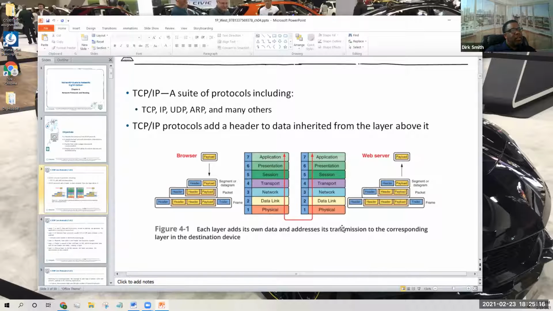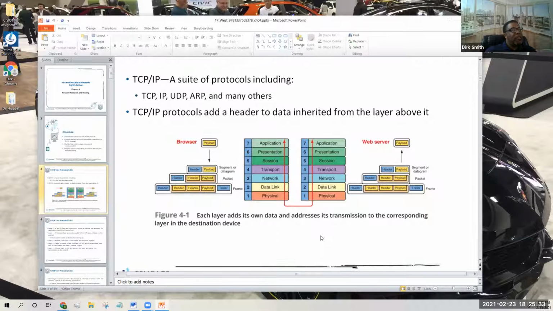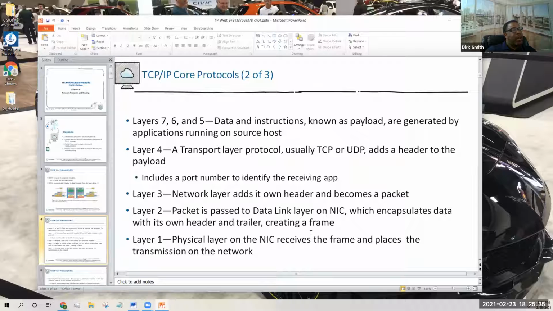Okay. And then it goes all the way down. Once it gets to the physical layer, to the network, to the wiring and the physical piece, it sends all that information across the network to the other computer or to the website or wherever it's trying to go. Then it puts it back in order and sends it back until it gets to its final destination. Okay.